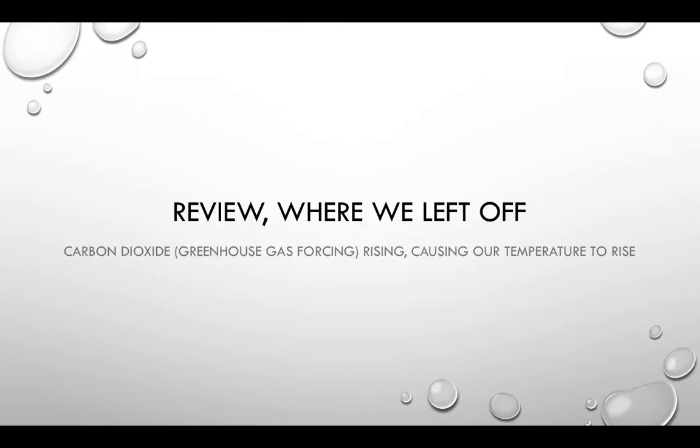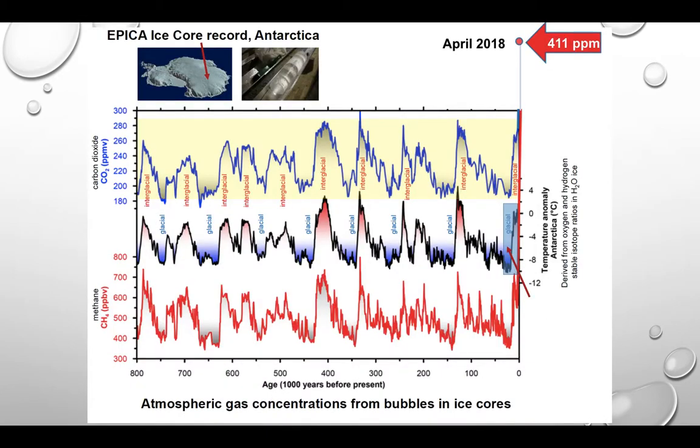So when we left off, we were talking about carbon dioxide rising, and that was causing our temperature to rise. And so here we see some of those greenhouse gases. The red line's methane, the blue line's carbon dioxide, and then the black line represents temperature. What we can start to see by this ice core data is that the red line kind of spikes up this way, and then the blue line kind of spikes up this way. And what we see is those both kind of go off the chart from their normal ranges, and that all happens in the most recent years.